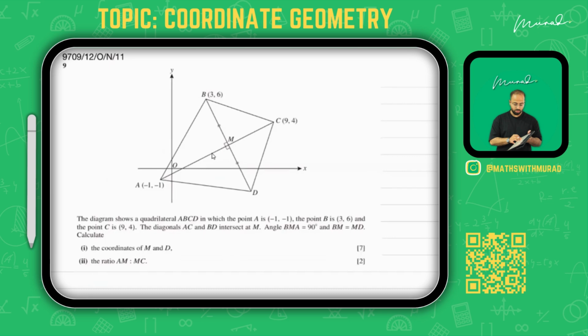So the first information given is the diagram shows a quadrilateral ABCD in which point A and point B are given, and the point C is (9, 4). The diagonals AC and BD intersect at M. Angle BMA is 90, BM is equal to MD. You need to figure out the coordinates of M and D. So that's how you are going to complete this particular part. You have to do the working for the coordinates of M and D.